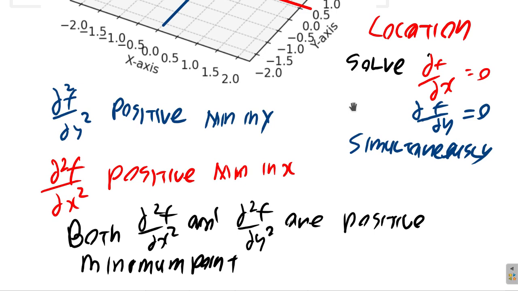So in the previous video, we saw that when both second derivatives are negative, then we have a maximum point. When both second derivatives are positive, then we have a minimum point. Now, the question is, what happens when one is positive and the other negative? Well, that's what we're going to look at in our next video.